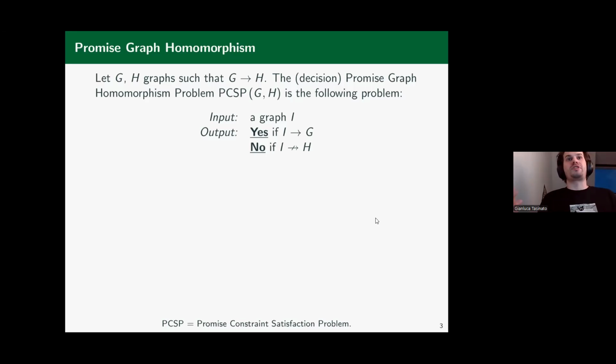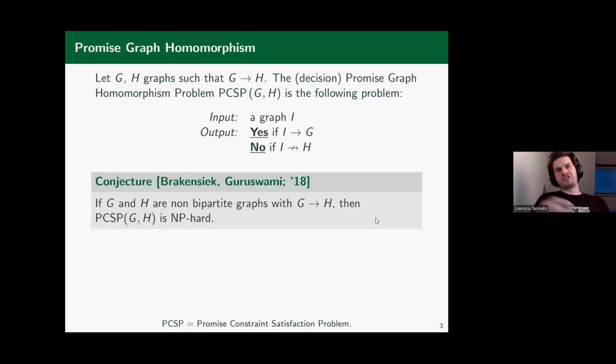Why is this called promise graph homomorphism? Because basically it's deciding whether or not a graph homomorphism exists, with the promise that it will never happen that I is an input that fits somewhere in between. So it might not map to G, but it does map to H. So this, in theory, might simplify the problem with respect to the general coloring problem.